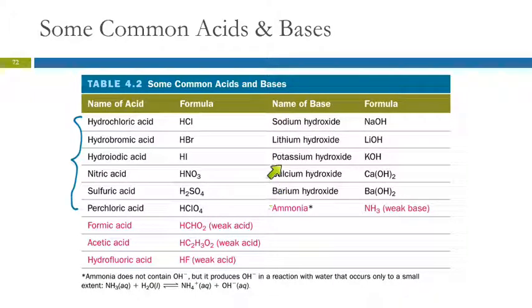These are some common bases. Most of the bases we see are metal hydroxides. The only other one you need to be able to recognize as a base is ammonia. Ammonia is a weak base. So there's the equation down here, it does form hydroxide ions, but this reaction does not go to completion. It forms some hydroxide ions, but most of it remains as ammonia molecules.